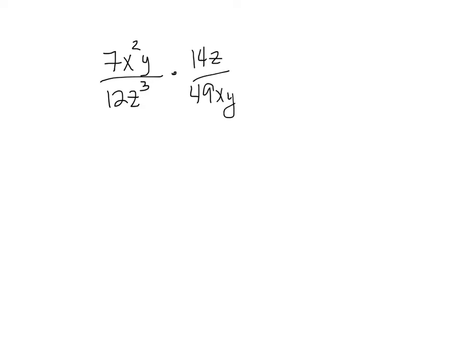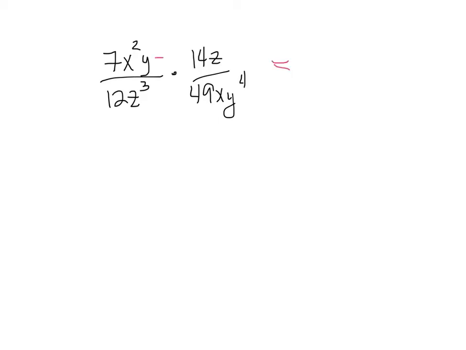So let's start out with just monomials everywhere. So we're going to have 7x squared y over 12z cubed times 14z over 49xy to the fourth. So there's two ways to tackle this problem. The first is just multiply.